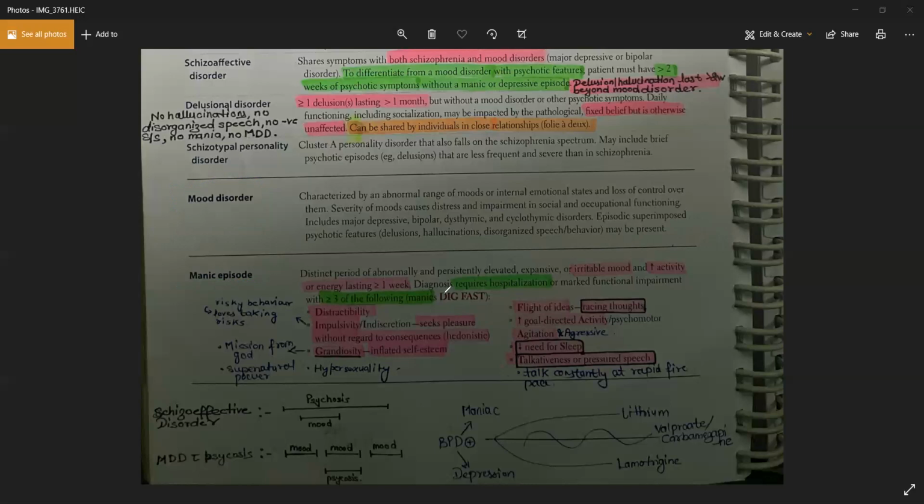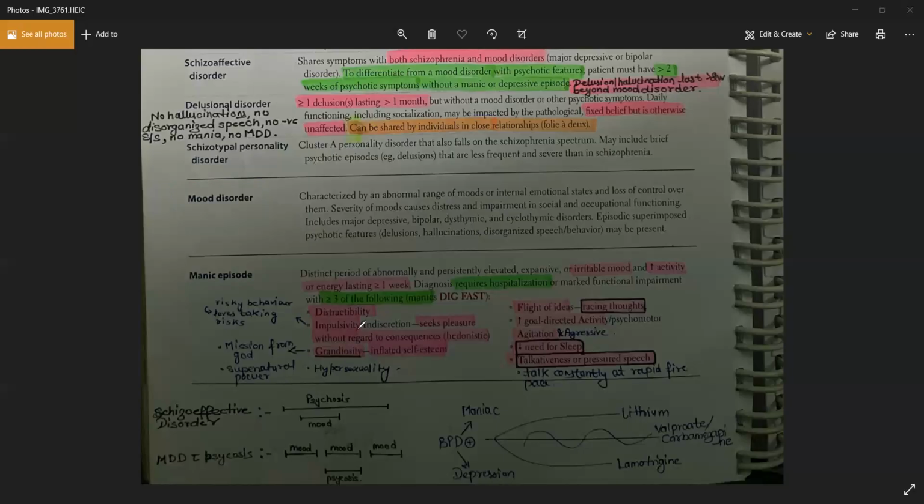Now you must remember the mnemonic DIG FAST. D means the distractibility. They will have a very decreased focus. They will become easily distractible. They will have the impulsivity, which means a risk-taking behavior. They do not think about the consequences of what they're doing. They're just doing whatever they want to do.